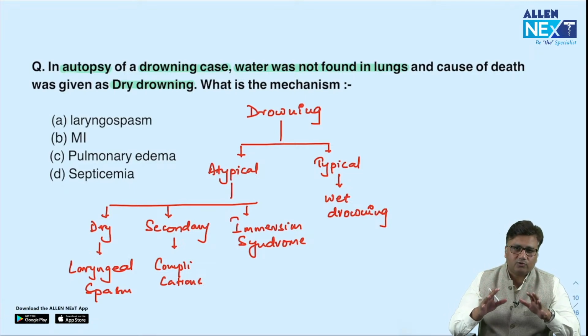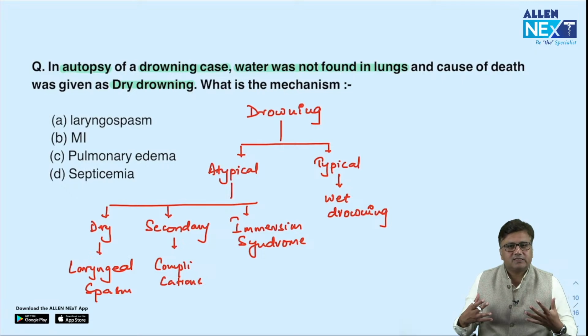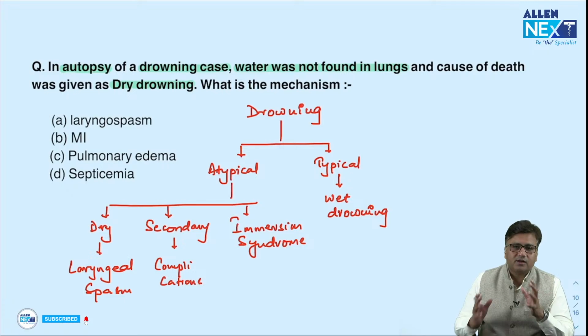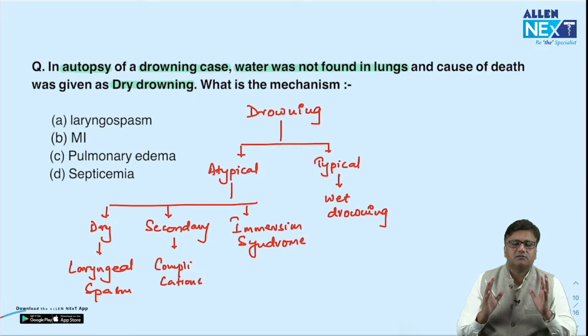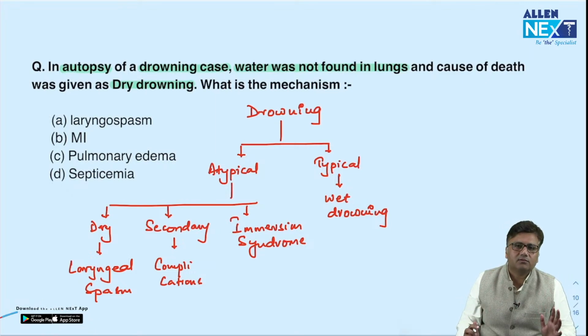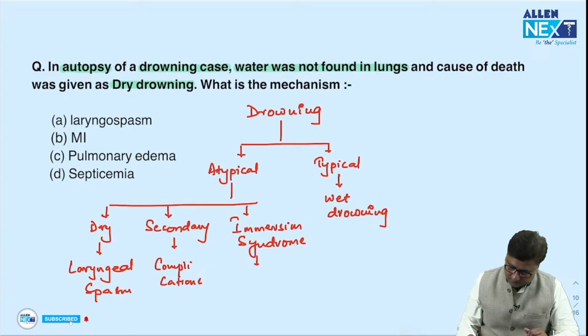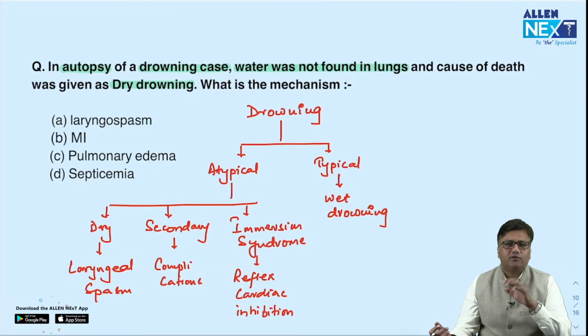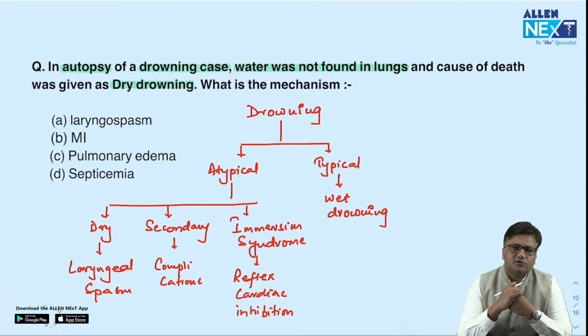Immersion syndrome: person who is otherwise a very expert swimmer goes and jumps into water, the temperature of the water is really cold, the cold water splashes hitting his bare body, they increase the vagal tone. Sudden increase in vagal tone, increase parasympathetic discharge to heart, sudden cardiac shutdown, right? This is called reflex cardiac inhibition, or you can say increase vagal tone. That is the reason for death in immersion syndrome.